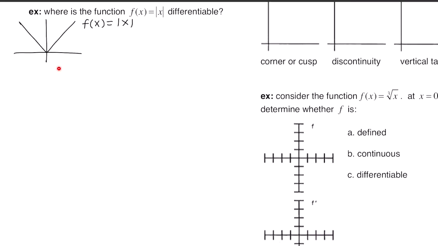So here's the graph of the absolute value of x. It has a vertex at (0, 0). On the left, it has a slope of -1, and on the right, it has a slope of +1. Right here, we call this a corner. The word corner is where the graph takes a sharp turn.